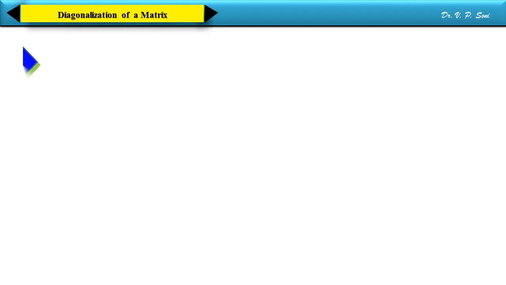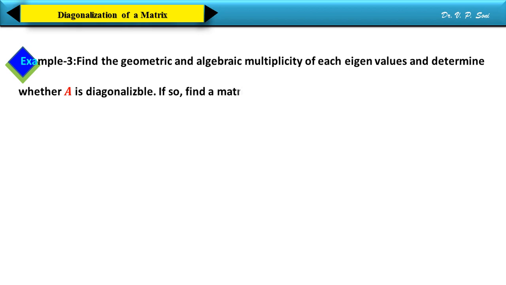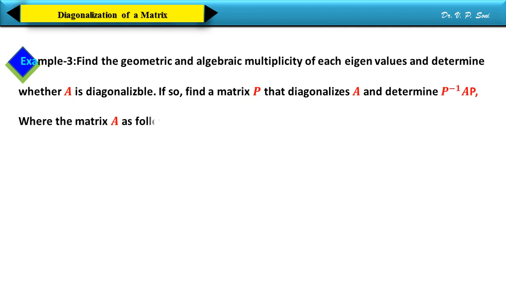Now example number 3, find the geometric and algebraic multiplicity of each eigenvalue and determine whether A is diagonalizable. If so, find a matrix P that diagonalizes A and determine P inverse AP, where the matrix A is as follows: number 1, 2.